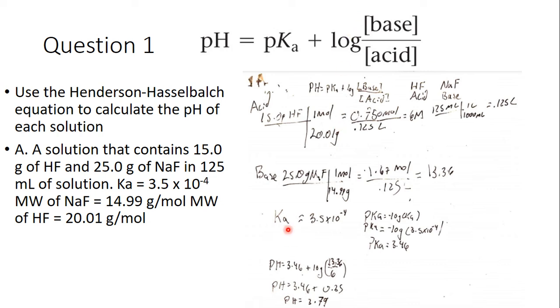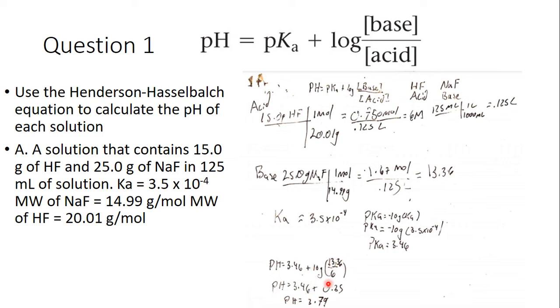Now I need Ka and pKa. So Ka is 3.5 times 10 to the minus 4. pKa, anytime you see a P, just like for pH, that means minus log. So pKa is minus log Ka. So it's minus log 3.5 times 10 to the minus 4. pKa is 3.46. So pH equals 3.46 plus log of 13.36 divided by 6.